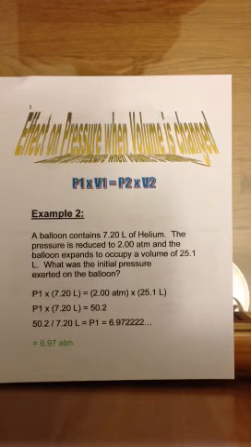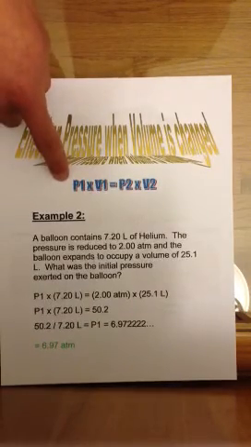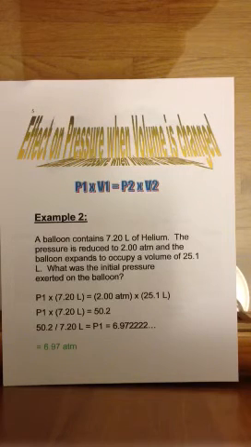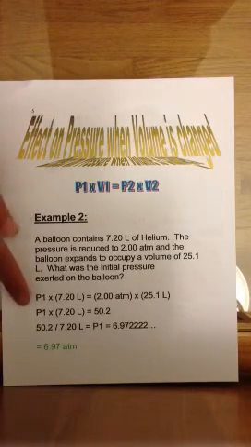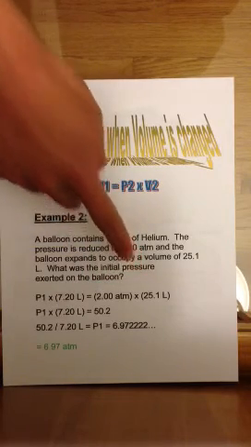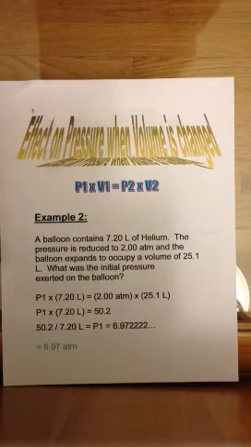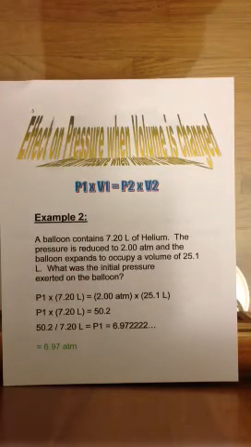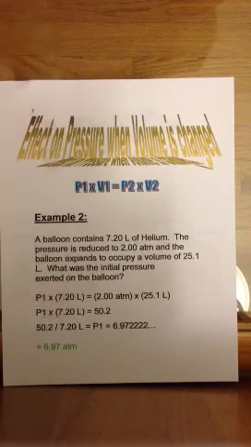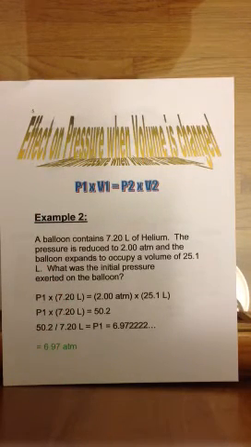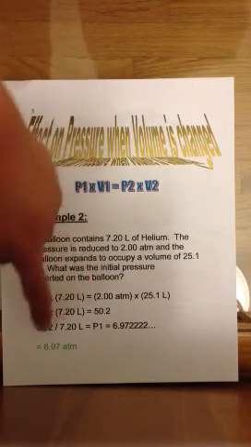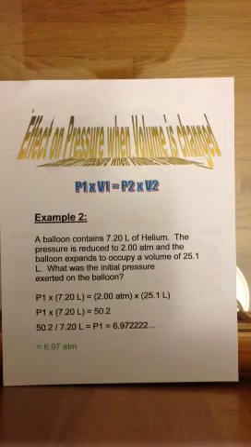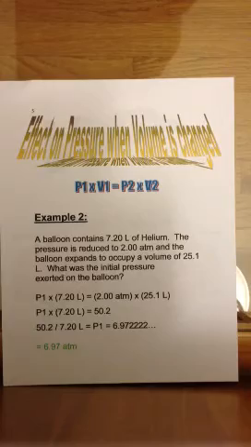To calculate what the original pressure was, we must plug it into the equation. P1V1 equals P2V2. P1 times 7.2 liters equals 2 atmospheres times 25.1 liters. This means that the original pressure times 7.2 liters equals 50.2. By dividing this value of 50.2 by 7.20 liters, it can be calculated that the original pressure of the helium gas was 6.97 atmospheres using 3 significant figures. This shows that the original pressure was higher than the new pressure when the volume increased.